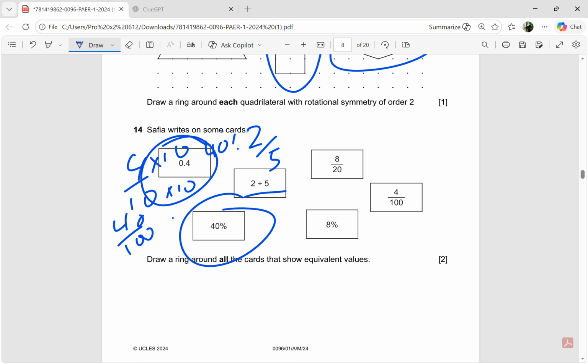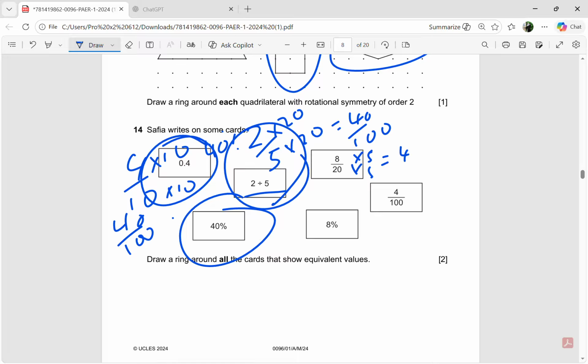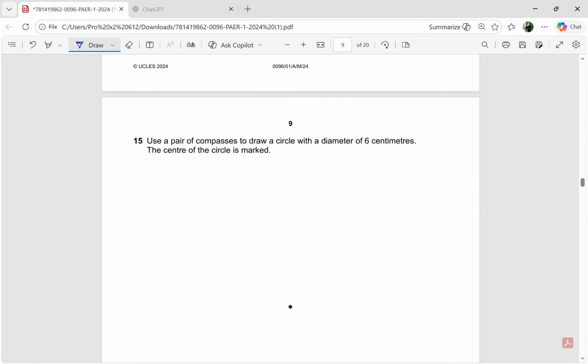So what about 2 over 5? 5 times 20 equals 100, times 20 also. This becomes 40 over 100. So this is also 40%. So this one, times 5 times 5, becomes 40 over 100. And also this one is 40%. This one is 4%. This one is 8%. So we have 4 answers which are 40%.